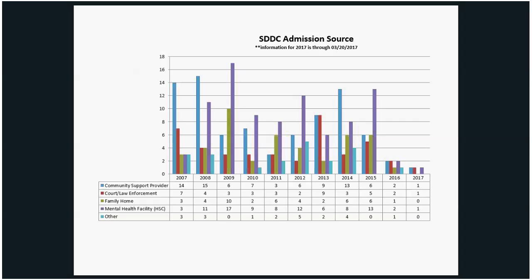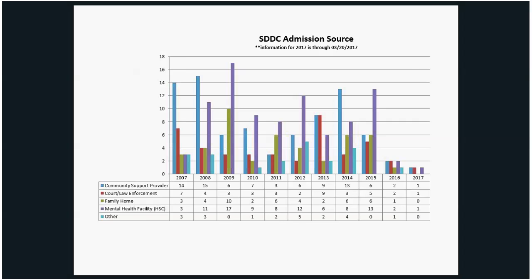And as noted in the introduction, people admitted to SDDC must meet the eligibility criteria, be in need of ICF-IID level of care, and be in need and benefiting of individualized and consistent active treatment, which is required by CMS. And admission can be voluntary, court-ordered, or board-ordered.